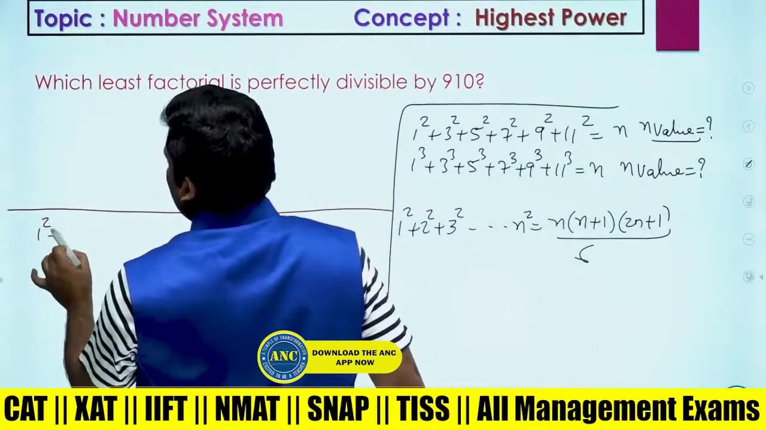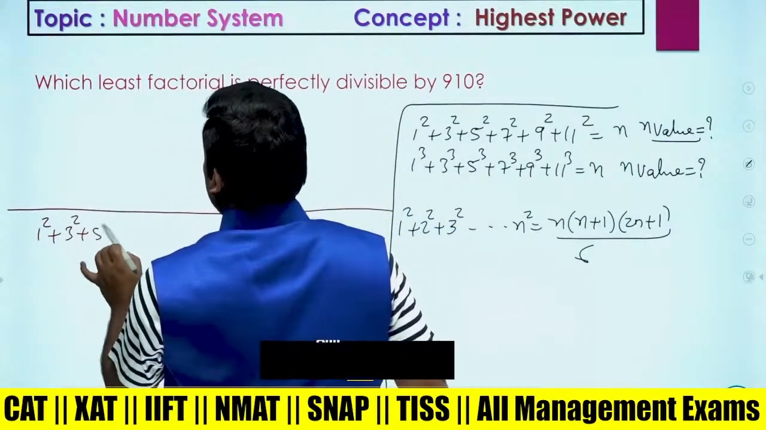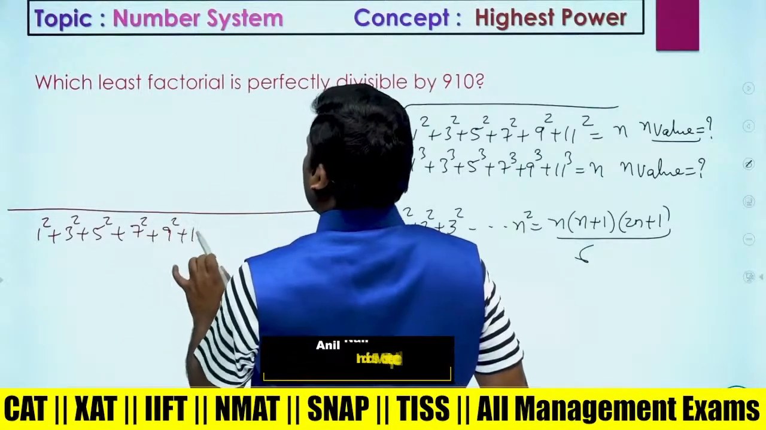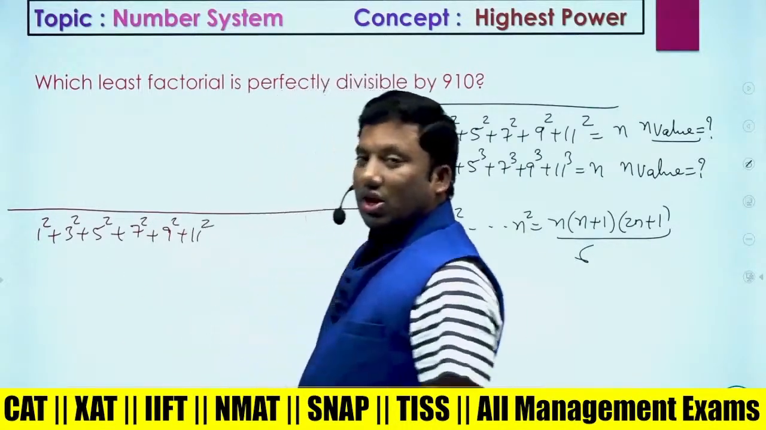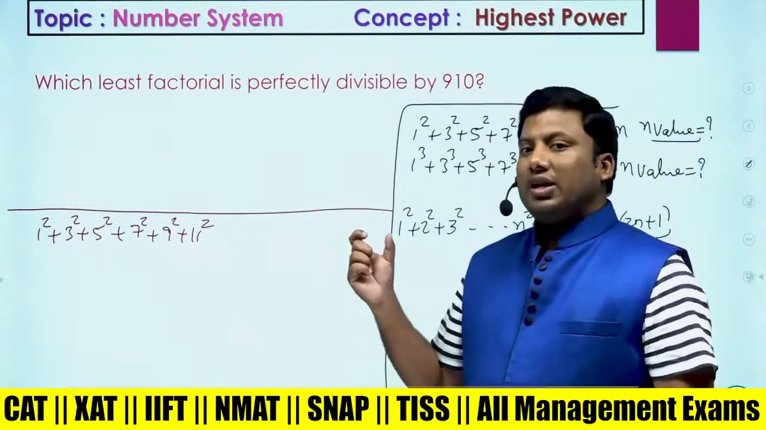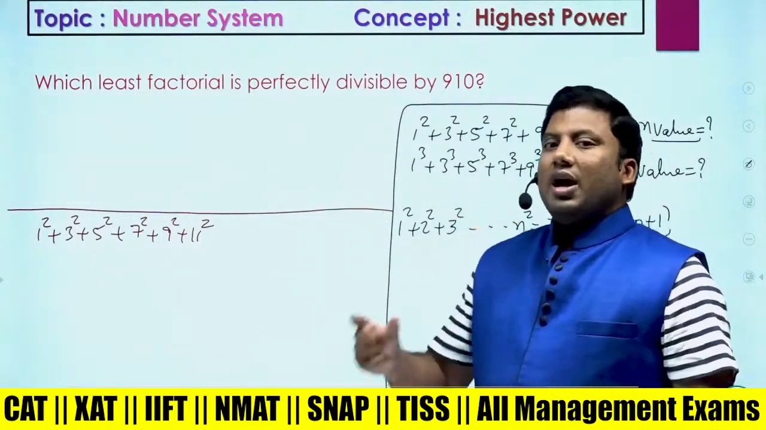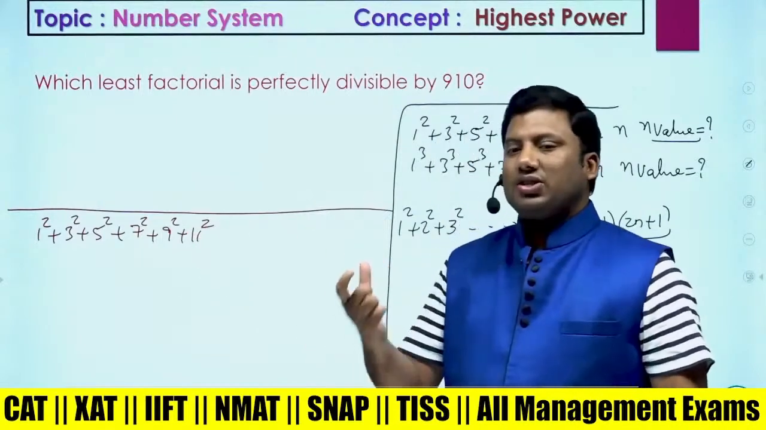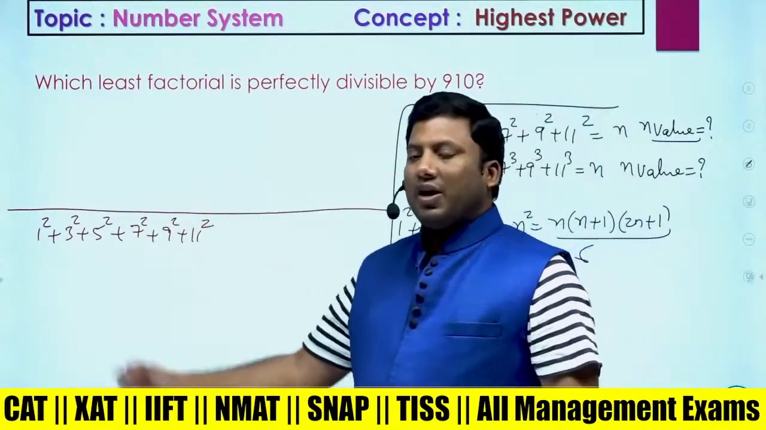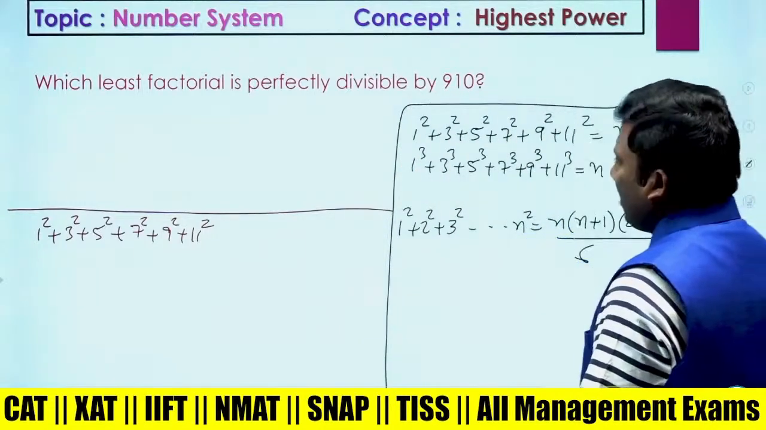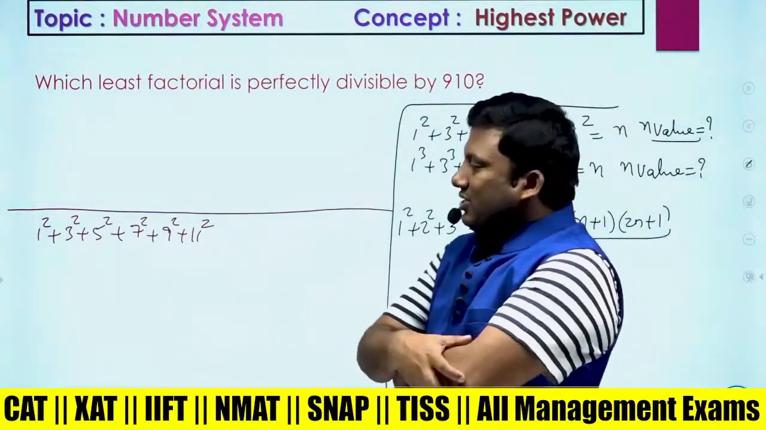Listen carefully. 1 square plus 3 square plus 5 square plus 7 square plus 9 square plus 11 square. It is not the questions which are important in my class. The way I solve each and every question, that is why the students purchase the course. The structure is extremely important. Anil Nair's way of solving: 1 square plus 3 square plus 5 square plus 7 square plus 9 square plus 11 square.